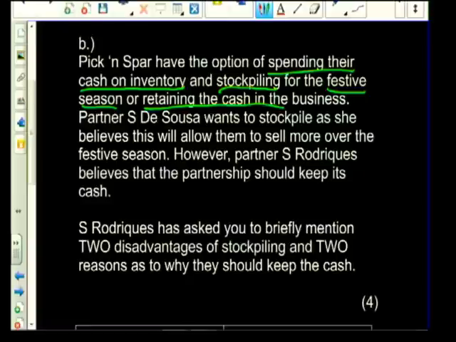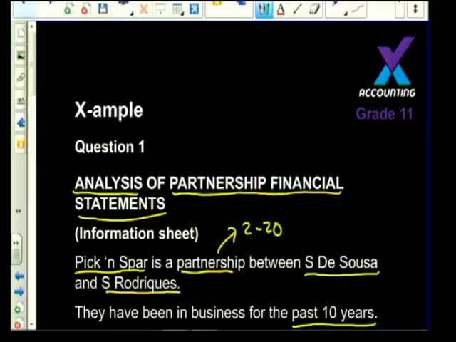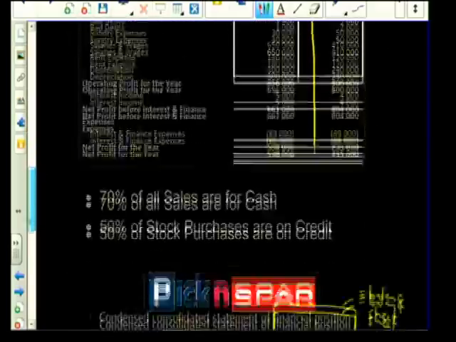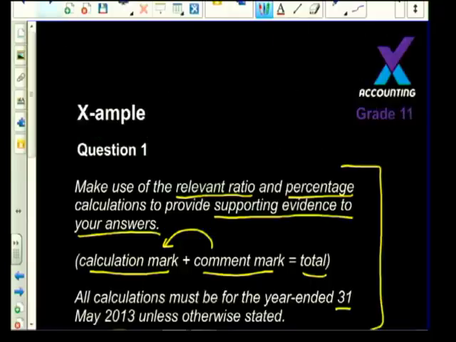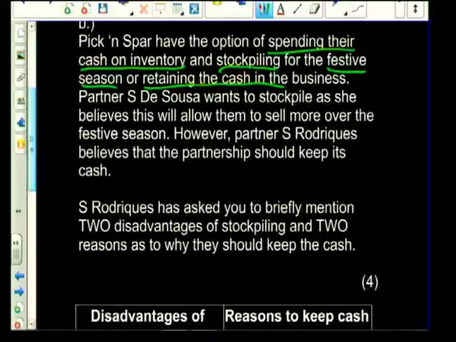So they've got a whole lot of cash that they want to spend. We can actually see how much cash they have if we look back at our partnership financial statements. You can see here that they have cash and cash equivalents. This tells you how much cash is in the business. They actually have 315,000 rands worth of cash. In other words, in their bank account and cash flows and petty cash and so on, there's 315,000 rands worth of cash that they are able to use to buy stock if necessary. Now, they want your advice as an accounting expert. They want to decide whether to spend their cash on inventory, in other words, buy a lot of extra stock, or retain it in the business.